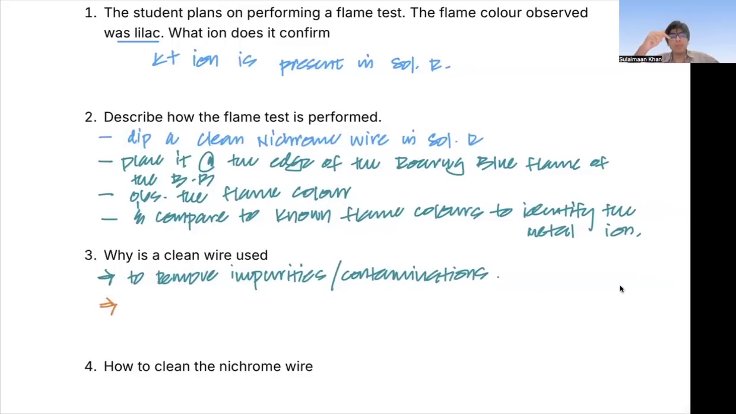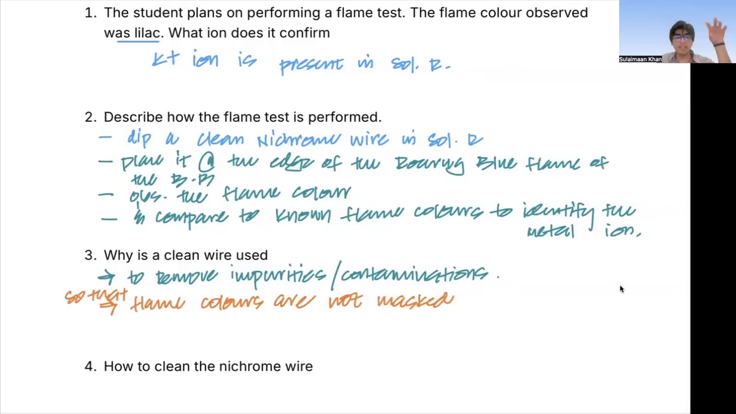Because sometimes what happens is, because of contaminations, flame colors can be masked by other colors. You could even say so that flame colors are not masked by impurities. Mask मतलब है छुप जाना. Yeah, they're not hidden by the impurities. Normally, to prevent alterations, जो मर्जी लिखें, ठीक है. अच्छा, normally which impurities do we have?